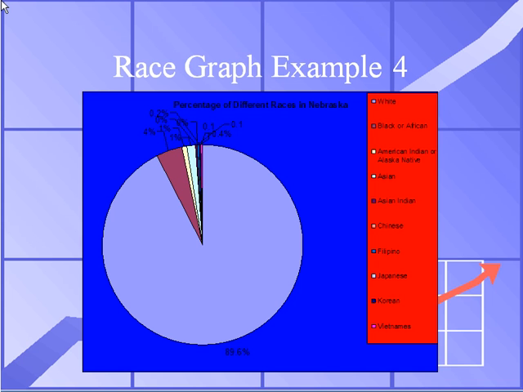Several students decided to chart race demographics for the state of Nebraska or Douglas County, and the next 3 or 4 graphs use this data.